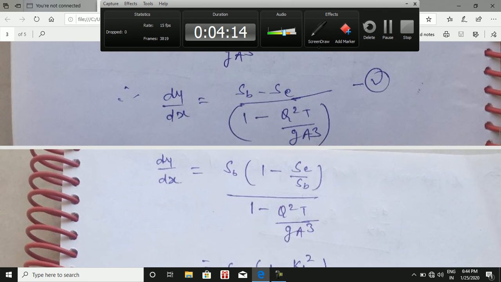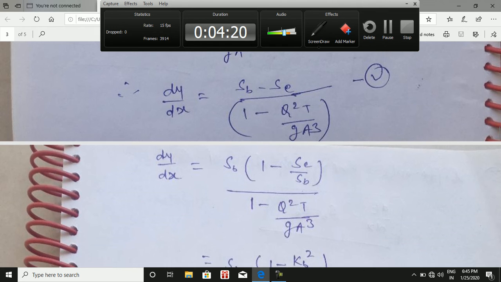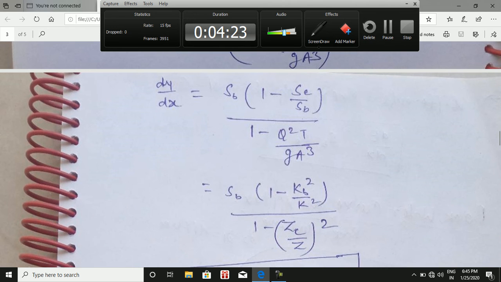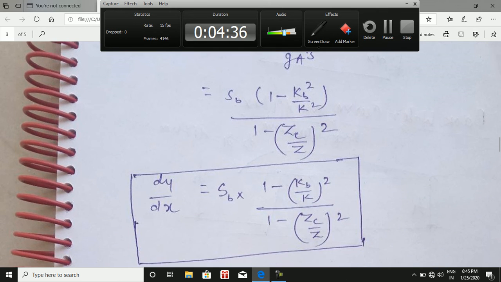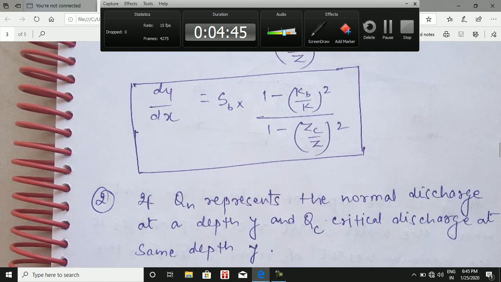So dy by dx is equal to SB common, 1 minus SE upon SB, upon 1 minus Q square T upon G A cube. We can write SB bracket 1 minus K naught square upon K square, because SE upon SB is equal to K naught square upon K square. Similarly, Q square T upon G A cube is equal to ZC upon Z squared. So dy by dx is equal to SB times 1 minus K naught upon K square, upon 1 minus ZC upon Z square. This is another differential equation form of the gradually varied flow.